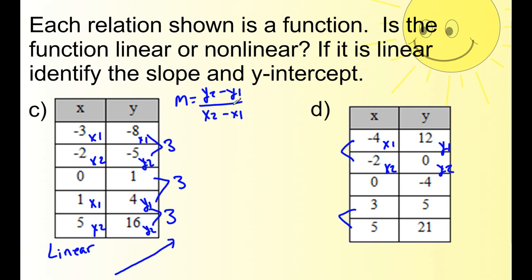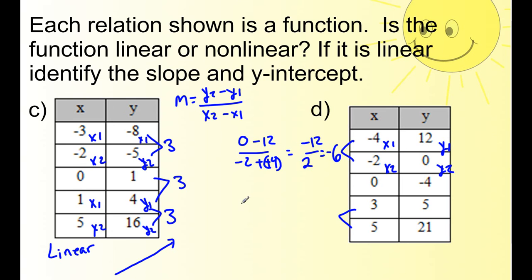So I have my equation up above here. We got 0 minus 12 over -2 minus -4. Keep, flip, change. Gives me -12 over a +2, which is a slope of -6. All right, so far, between these 2 points, I found a slope of -6.